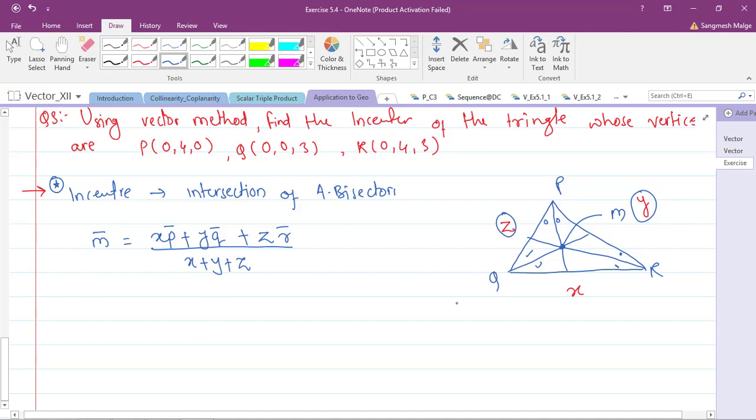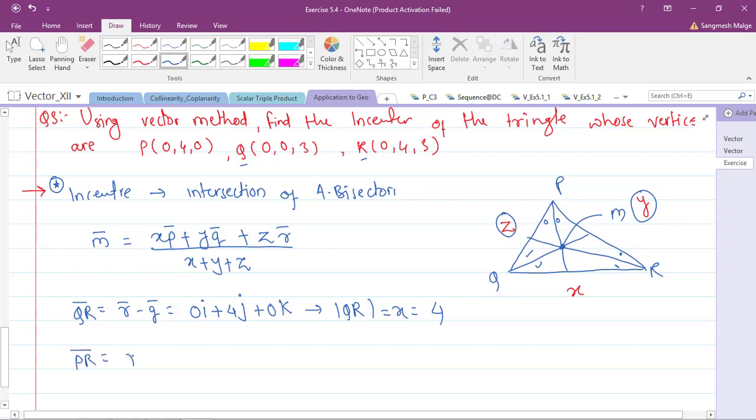So first, what is x? X is nothing but the length of QR bar. So QR bar is nothing but r bar minus q bar. R minus q is 0i, 4 minus 0 is plus 4j, and 3 minus 3 is 0k. ये हो गया QR bar. So mod QR कितना हो गया? Mod QR is nothing but the value x, which is root of 4 square, nothing but 4 only. Let's find out the PR bar then.